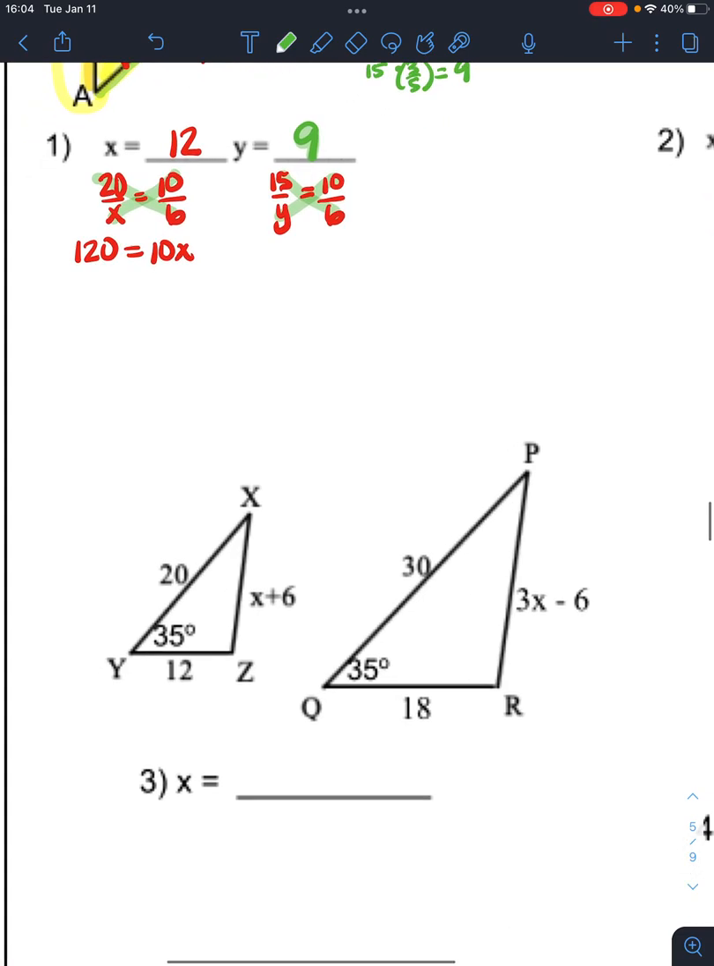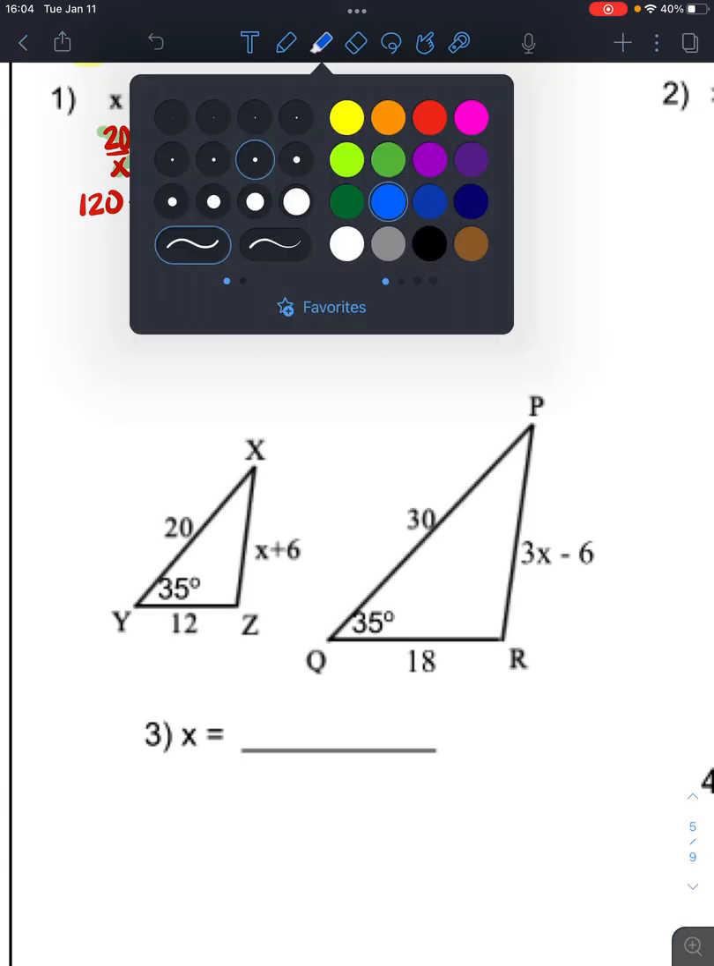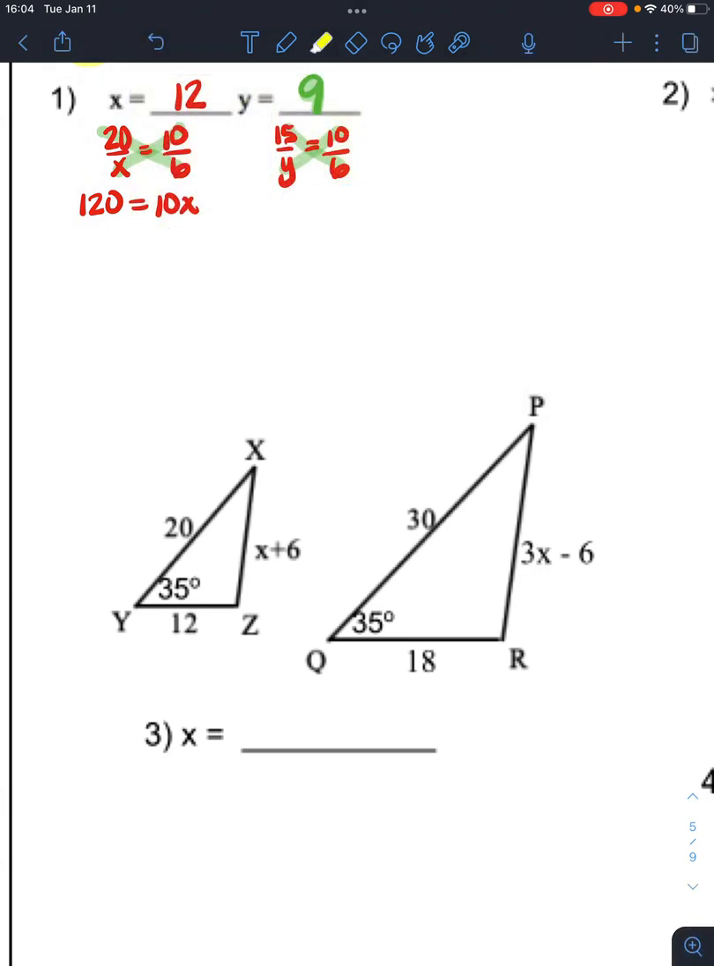Okay, this next problem, we need to know how to match it up. You won't ever be given a similarity problem that you can't solve. If I ask you for X, you'll be able to find it. Notice that I have my 35-degree angle. I have my two sides. So these two triangles are similar by side angle side. So I know how they're going to match up. It's easy to see that the 30 goes with the 20. The 18 goes with the 12. And then the 3x minus 6 matches up with the x plus 6.